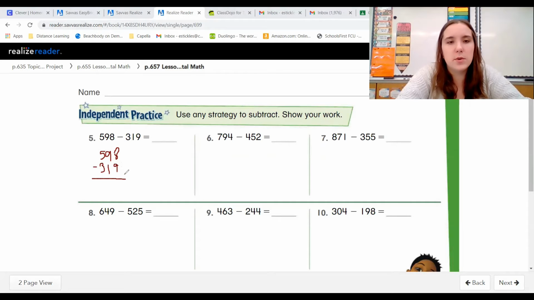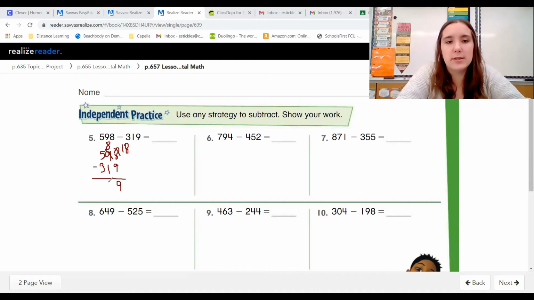So for this one, I stacked it up. I have 8 ones minus 9 ones, which we know we can't do because 9 is bigger than 8. So I'm gonna come over here and cross off my 9 tens and take away 1 and make it 8 tens. And I'm gonna take those 10 ones into my ones column. So instead of having 8 ones, I now have 18 ones that I can subtract from. So 18 minus 9, that's a double stacked, so that's 9.